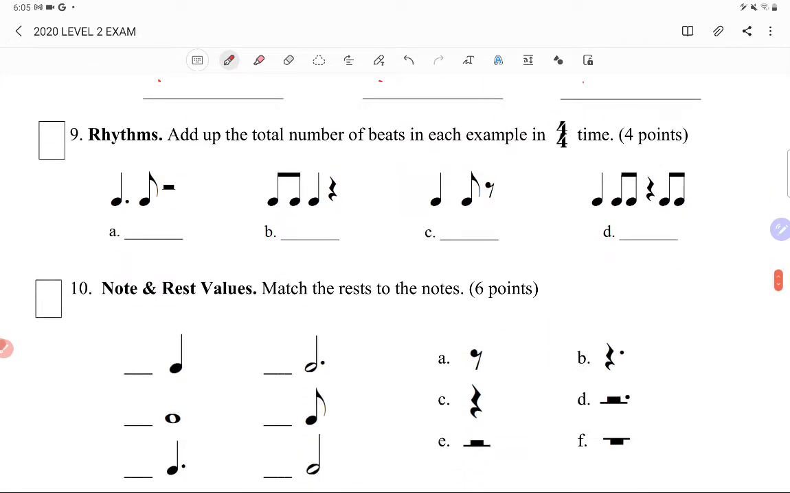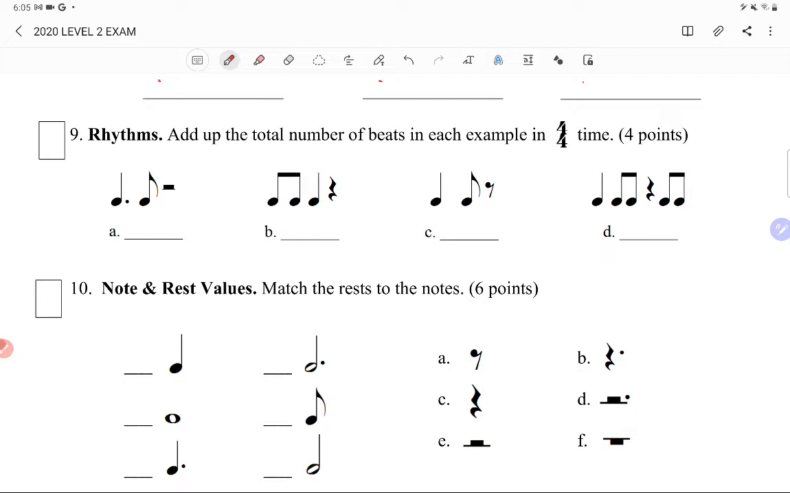Okay, rhythms. Add the total number of beats in each example in 4. So the wording is a little bit confusing, but basically you have to count the number of beats in each example. That's it. That's what add up means. I would say that's a little bit confusing.